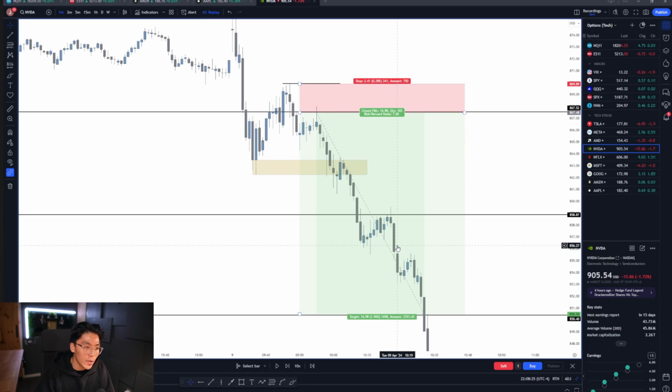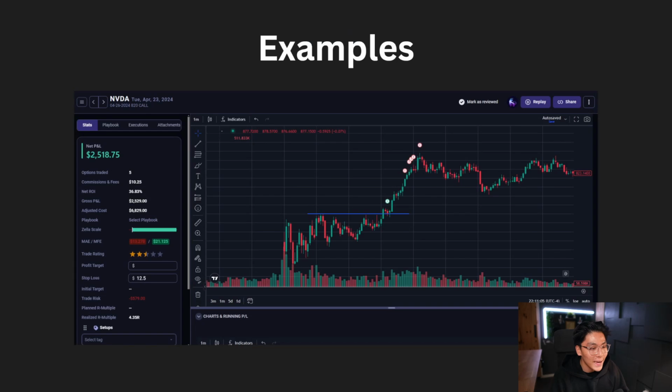Before we do that, I'm going to go on to my second example, and then we're going to move on to the live sessions to end off the video. So as you can see, we're on my second example here on NVDA, and this was on Tuesday, April the 23rd. And right, this was another break and retest, but this time it was towards this upside.